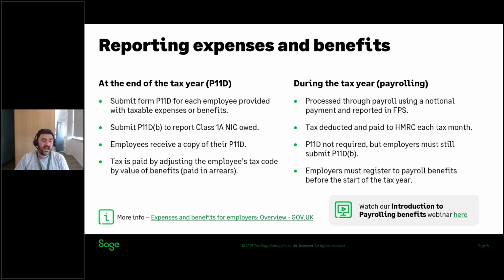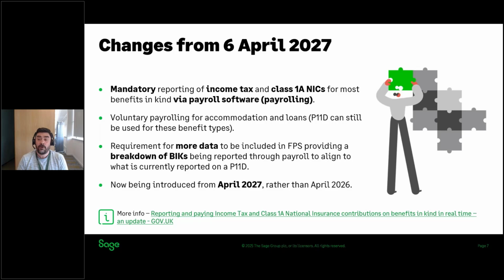Now, on the topic of payrolling, there has been some very recent news that the mandatory reporting of income tax and Class 1A national insurance for most benefits via payroll software, that's payrolling, has now been moved from April 2026 back to April 2027. So it was due to become mandatory in the next tax year, but we now have an extra year, giving employers, software developers and HMRC more time to prepare for that change.